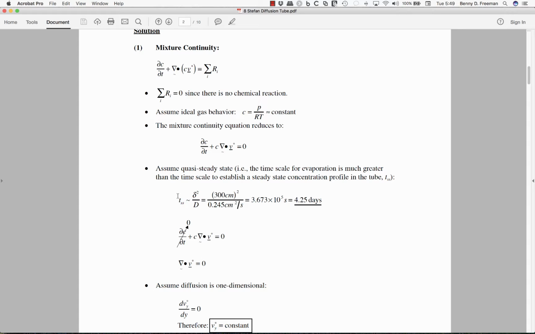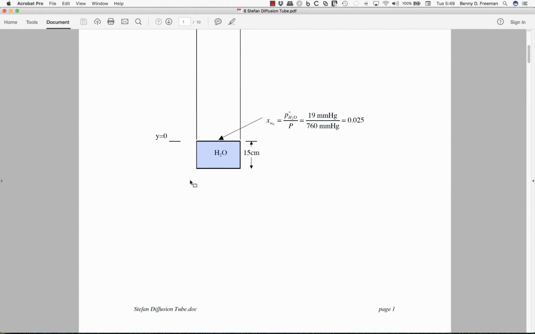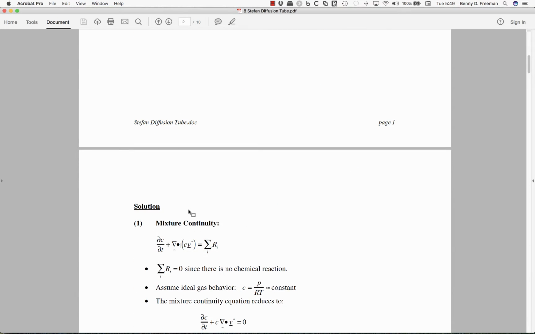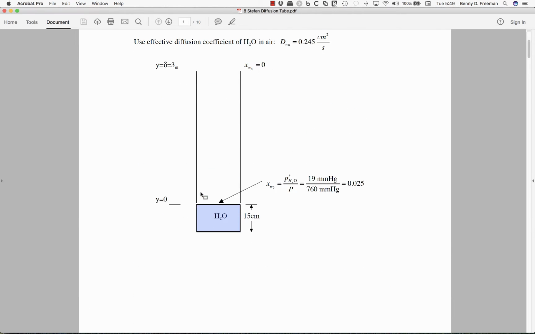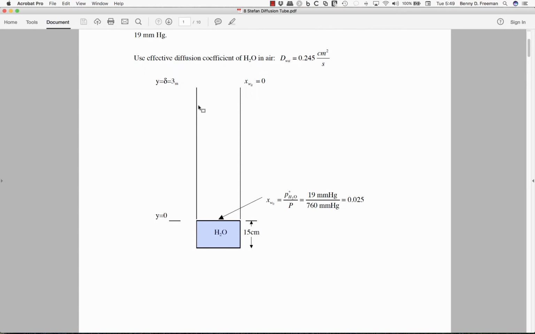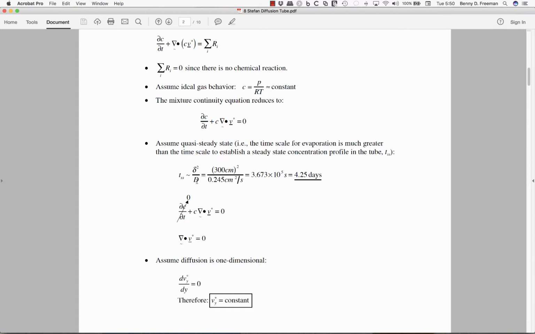And I'm going to assert to you for the moment that a reasonable estimate of the time scale to establish a steady state gas concentration profile throughout the gas phase of this Stefan tube should go like the square of the gas phase diffusion length, which I'm calling delta. That'll be 3 meters in this case. It should go like the square of delta divided by the diffusion coefficient, in this case of water in air.